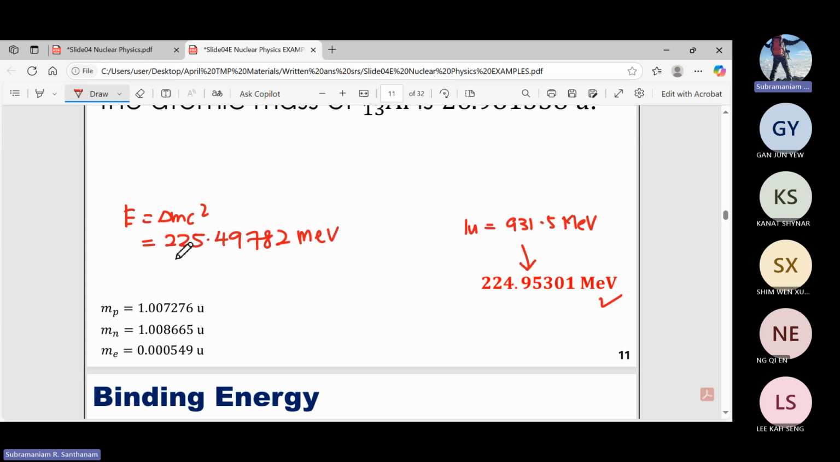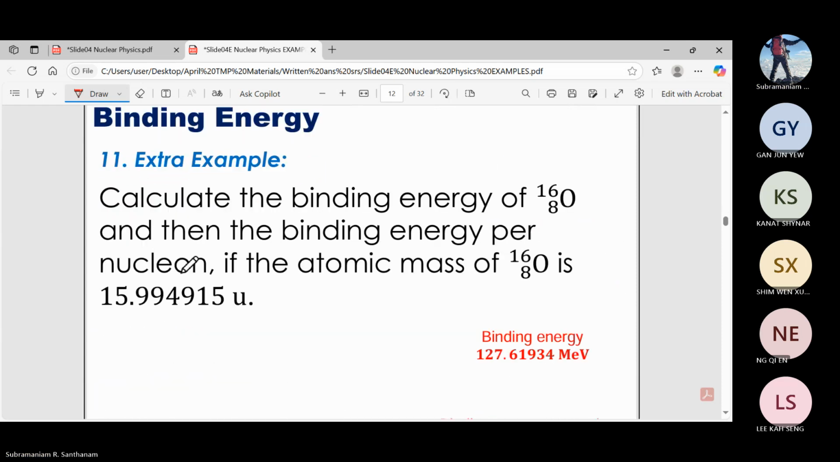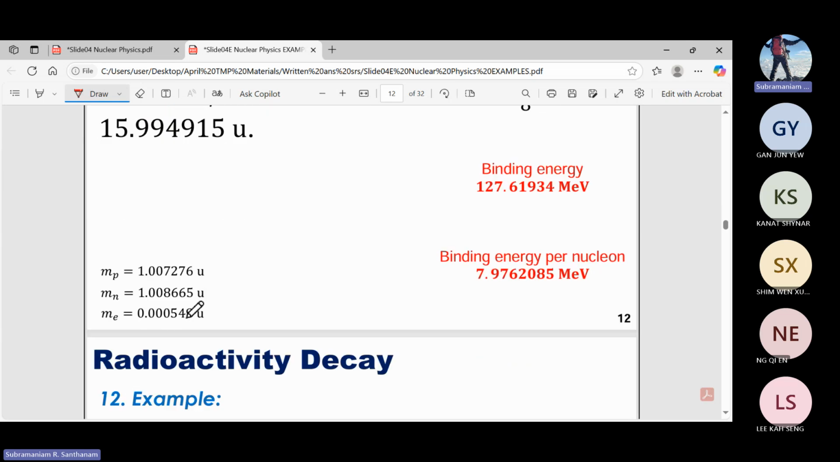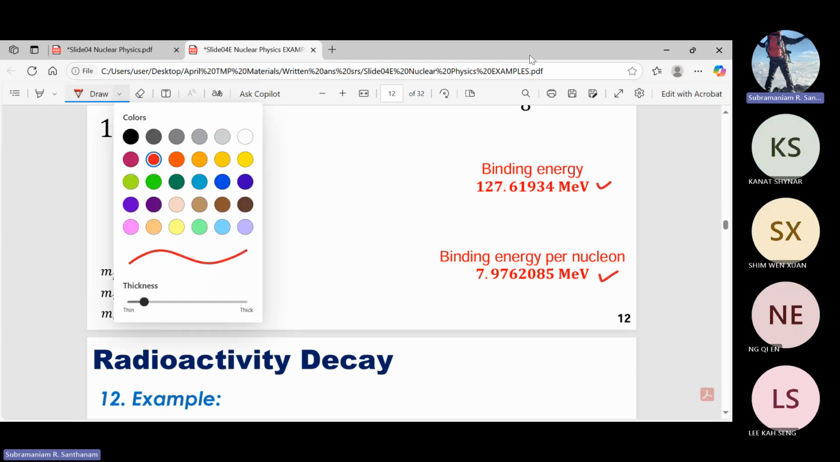If you use this method, you can expect a slightly different answer. It will be accepted both ways because it involves a large number of decimal places. Different calculations and assumptions may lead to rounding of the values. Question 11, binding energy. You may always find slight differences, and that's okay.